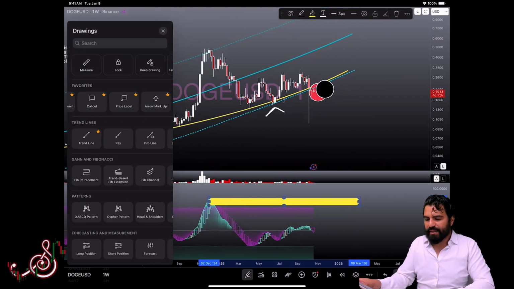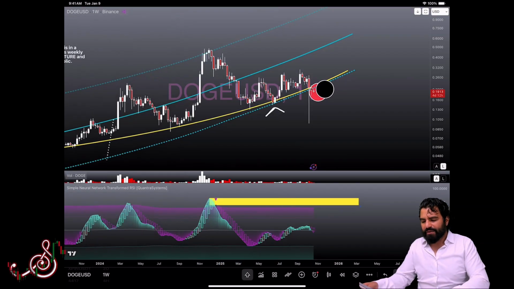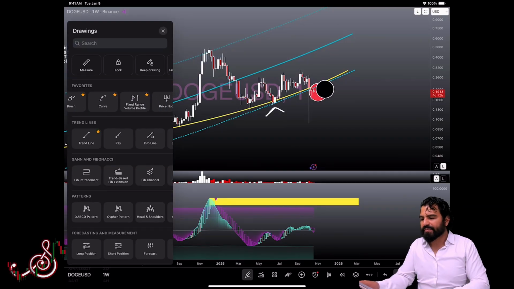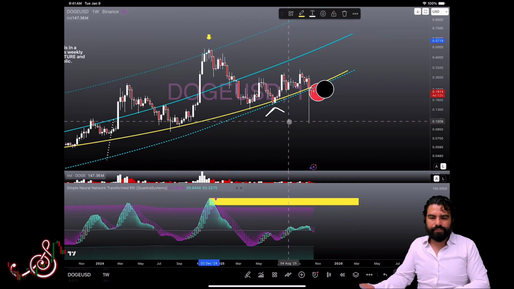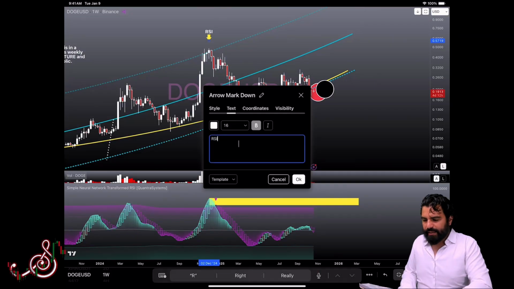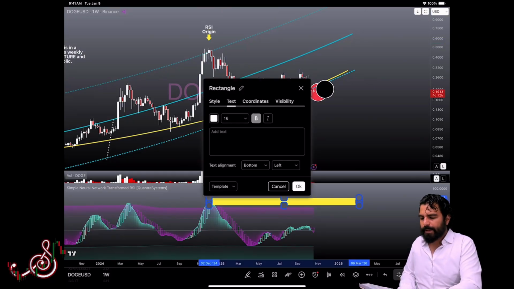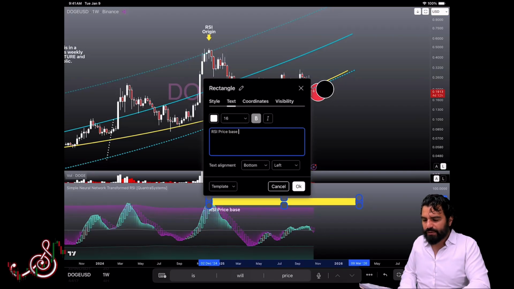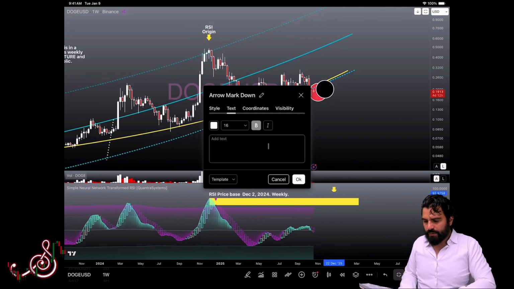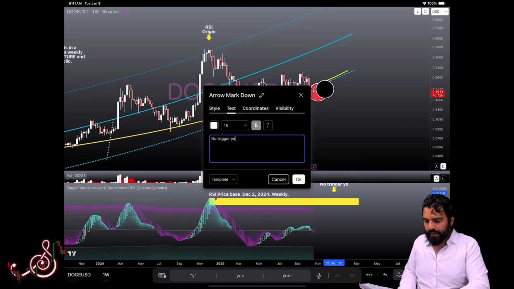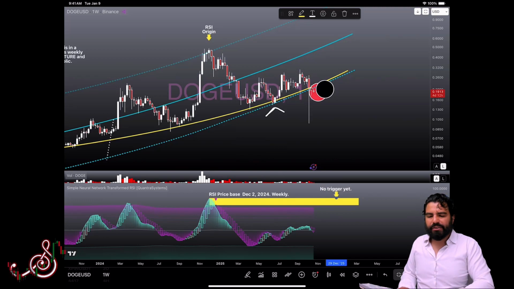So I'll mark an origin. Have I triggered another top yet? I have not. Is it possible I may trigger one in the future? It's possible, and it would be nice to know when it happens. Okay. RSI origin. RSI price base. December 2nd, 2024. Weekly. Okay. No trigger yet. So on the weekly chart, I have not triggered.